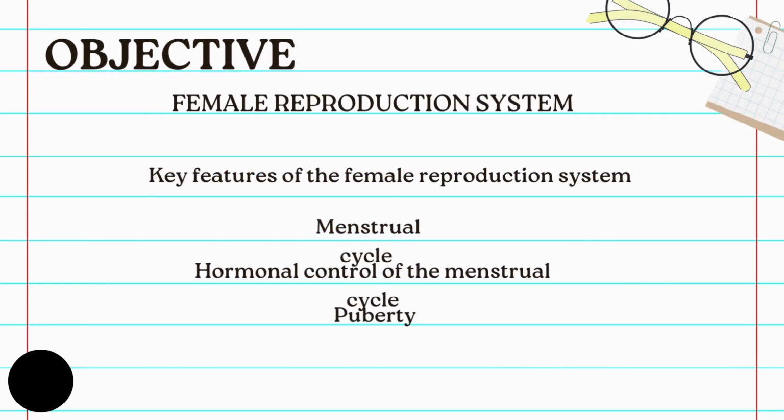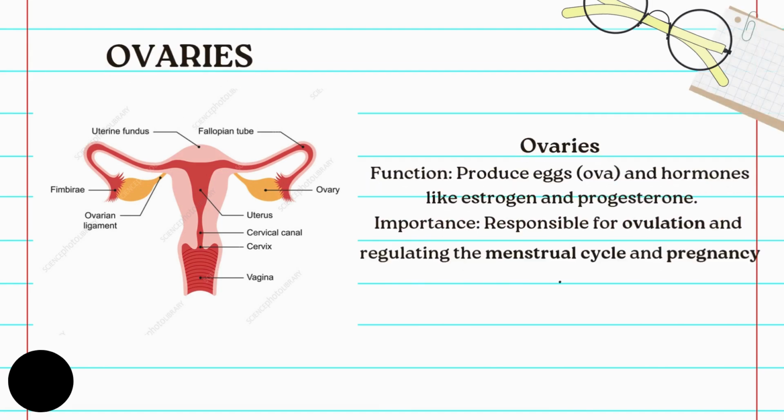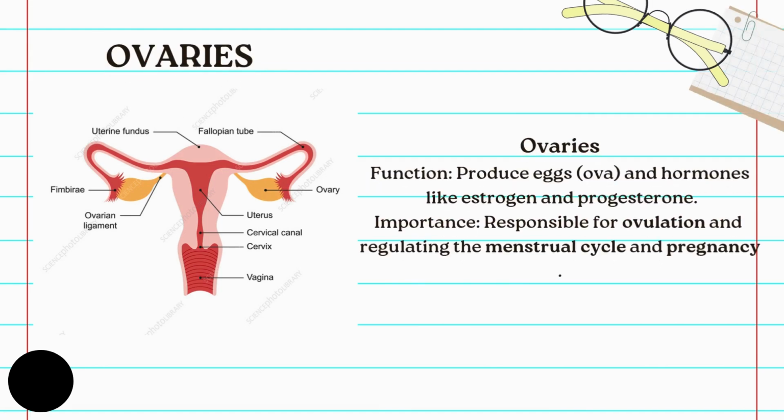So today we're doing female reproduction. We're going to be looking at the parts of the female reproductive system, the menstrual cycle, the hormonal control of the menstrual cycle, and puberty. So let's just get into it. So let's talk about ovaries.